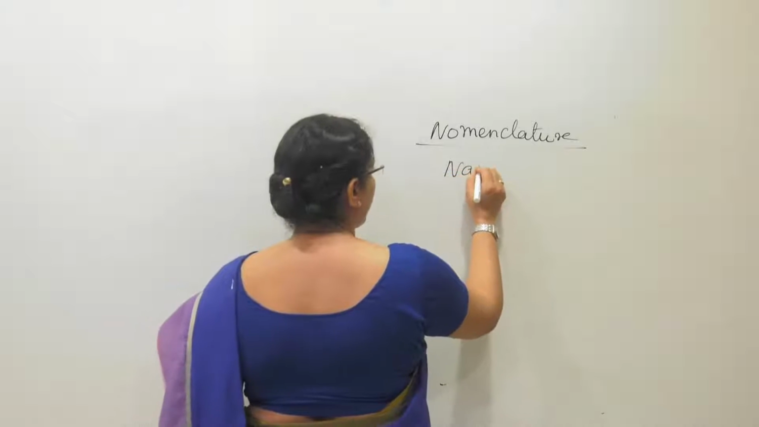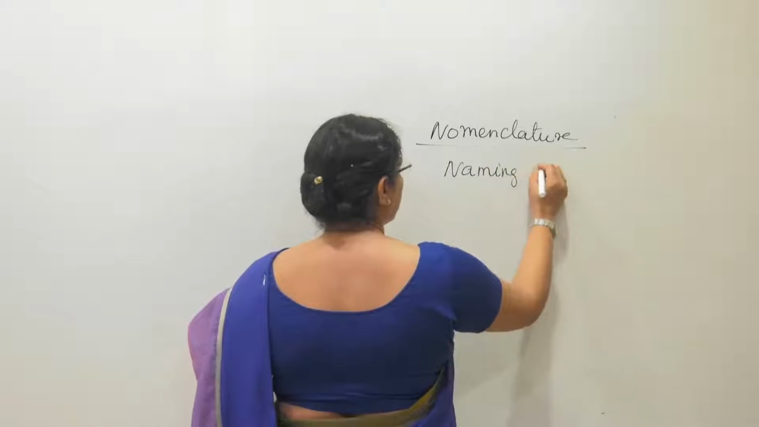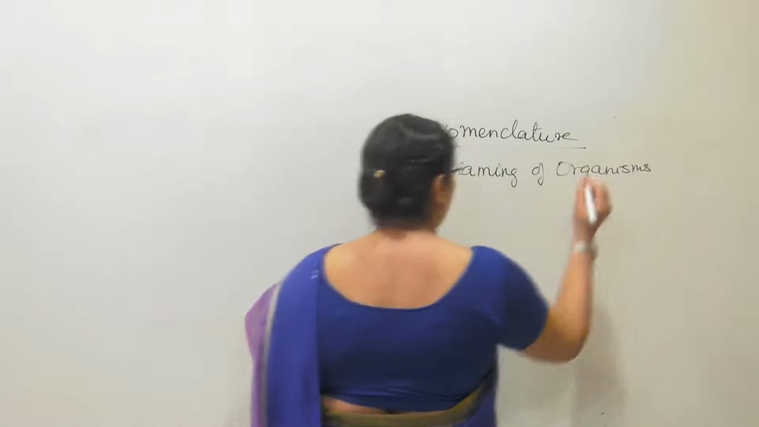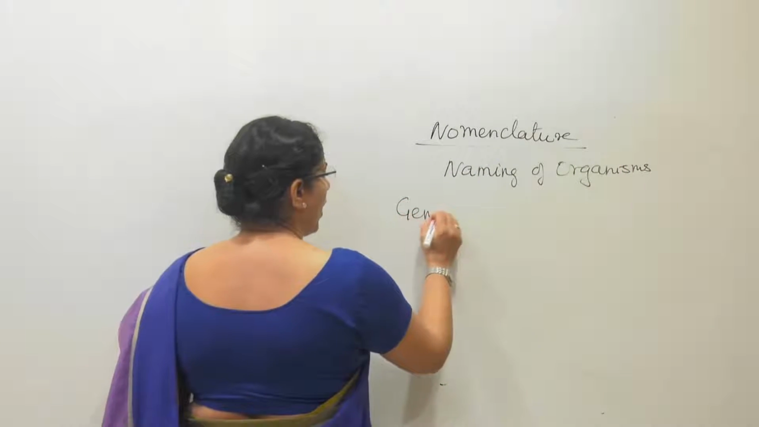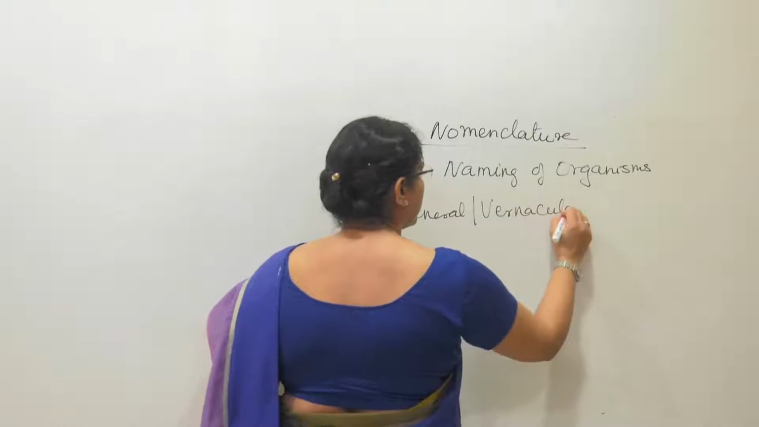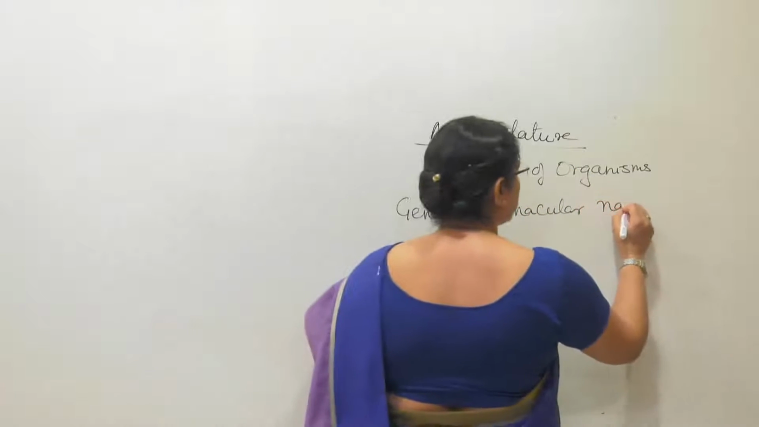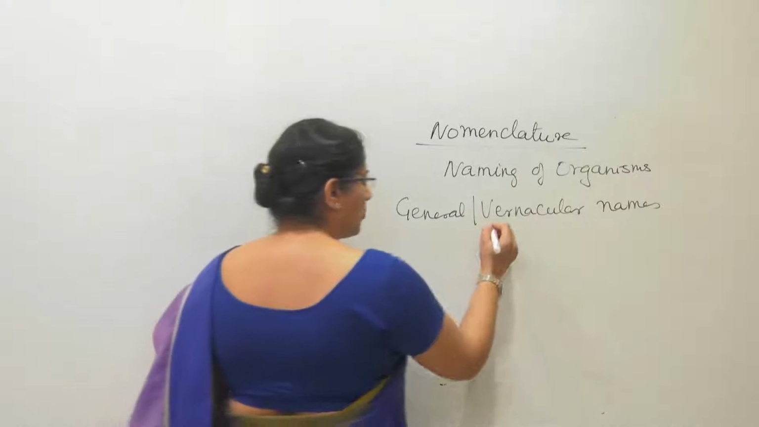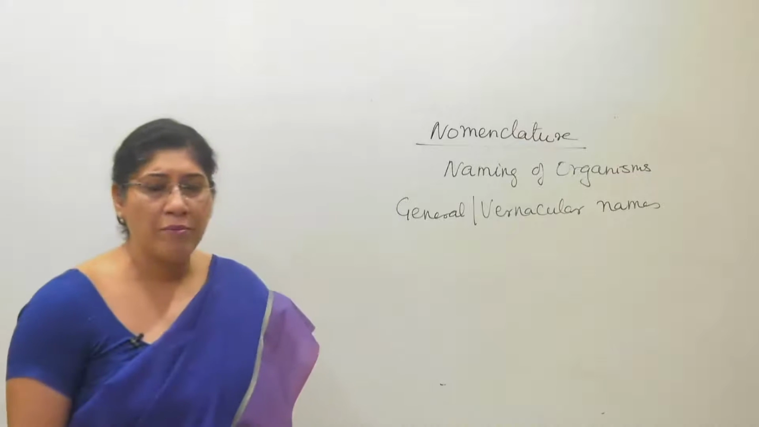Nomenclature is naming of organisms. We do have general or vernacular names. Vernacular names means names in local language. These are easy to pronounce, easy to use, easy to remember.